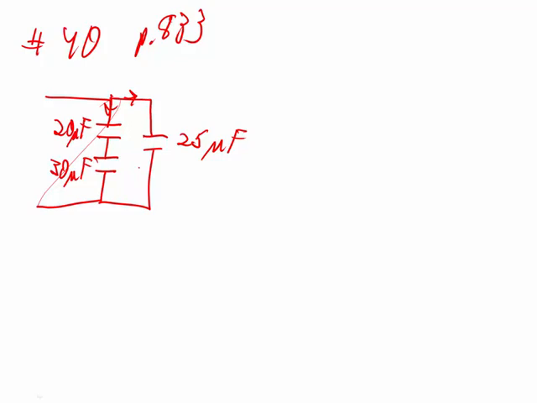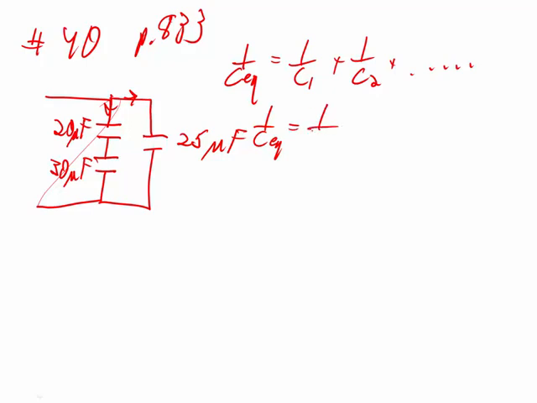For capacitors that are in series, we've got to do these two first, because they're in series with each other. Remember, it's the reciprocal. So 1 over CEQ for series is equal to 1 over C1 plus 1 over C2 plus however many you have. Well, we've got two, so we've got 1 over CEQ is equal to what?